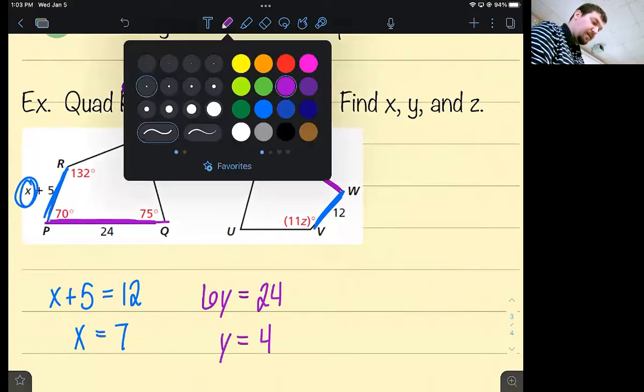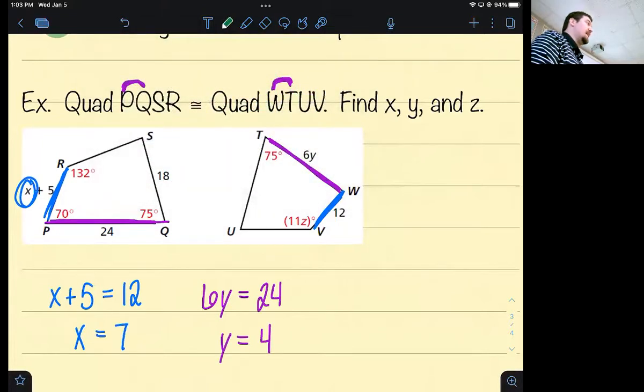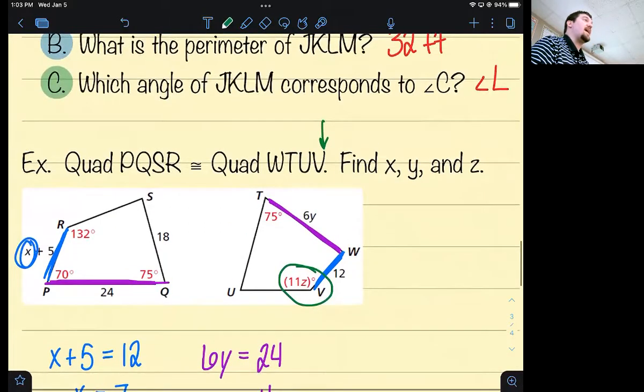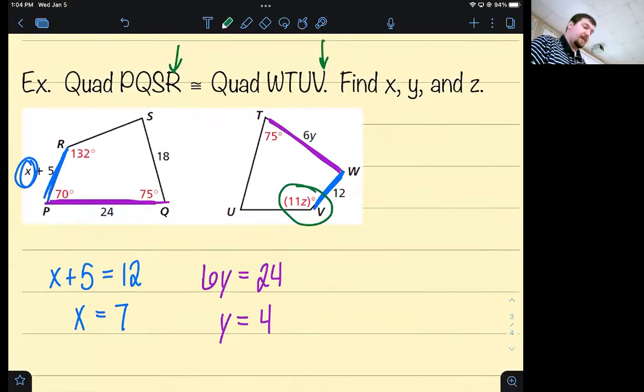All right, and the last one, Z. Where can I find Z at, Carson? Yeah, it's actually an angle measure this time. So there's 11Z, and 11Z is actually referencing the measure of angle V. Well, the measure of angle V has to be the exact same as what angle in the first quadrilateral? Jimmy? R. And if R is 132, then 11Z has to be equal to 132. What does that make Z equal to, Dawson? 12.